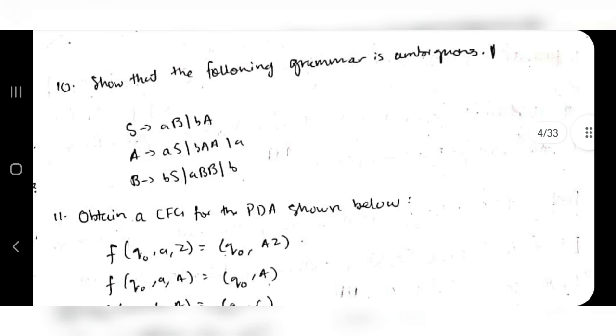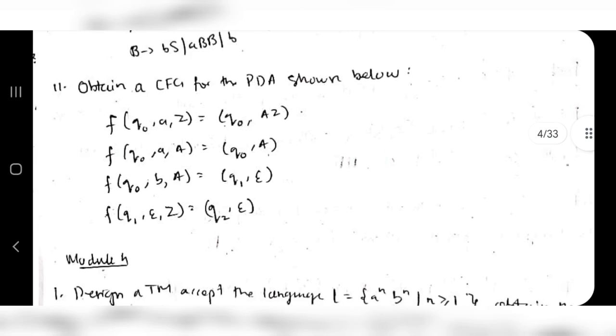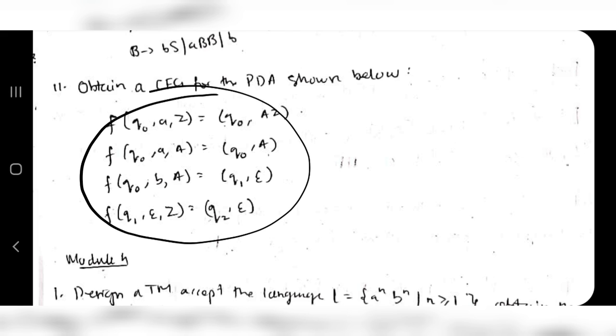Okay, moving on, we have show that the following grammar is ambiguous. Okay, just make the parse trees for this one, and then if both are different, that means it's ambiguous. Okay, and then we have obtain a CFG for the PDA given here. By using these functions, we have to create the transition diagram.